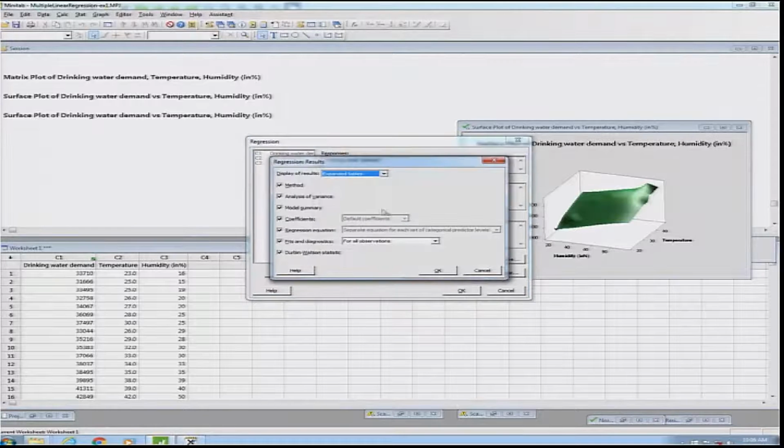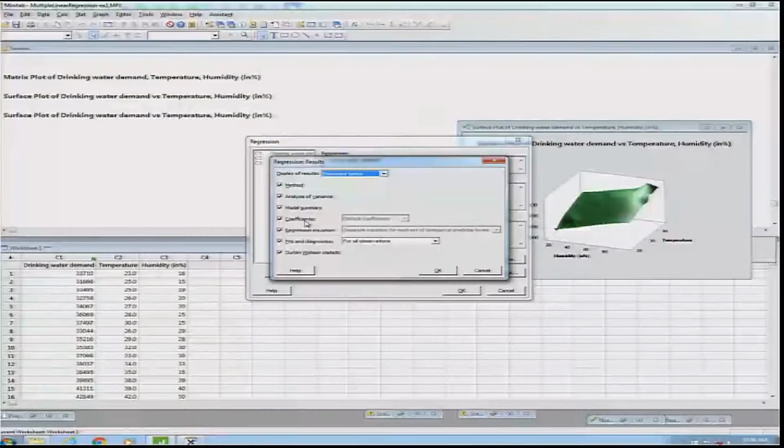Another option is results, that is, what type of results I would like to have. One is the method. Yes, we would like to know what type of method we have used, like the least squares principle. Then we would also like to know the outcomes of analysis of variance, and the model summary that consists of statistics like R square, adjusted R square, PRESS, and so on. We would also like to store the values of the coefficients, that is, beta 0 hat, beta 1 hat, and beta 2 hat. And we would also like to have the regression equation that is obtained after fitting the model.